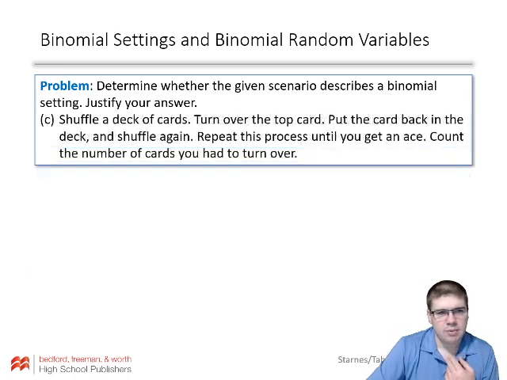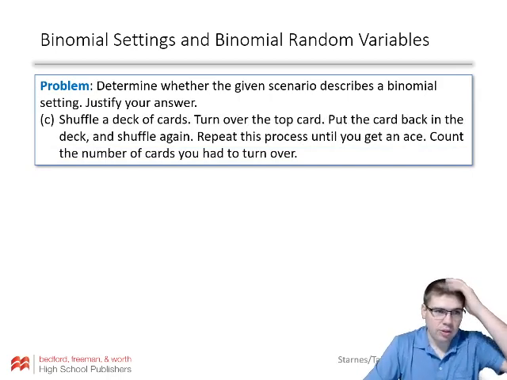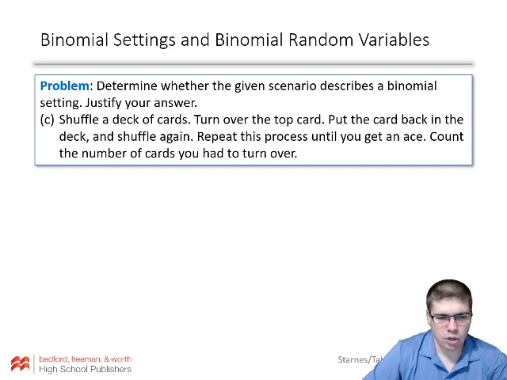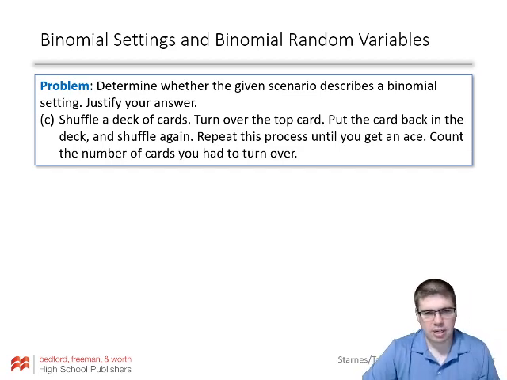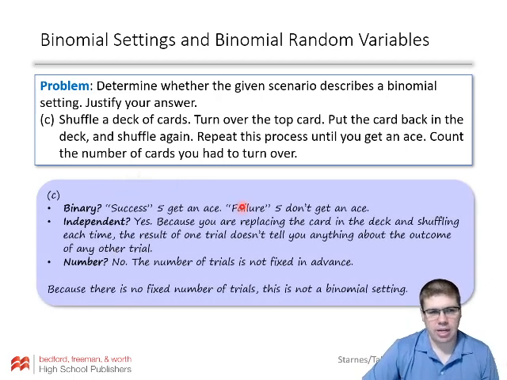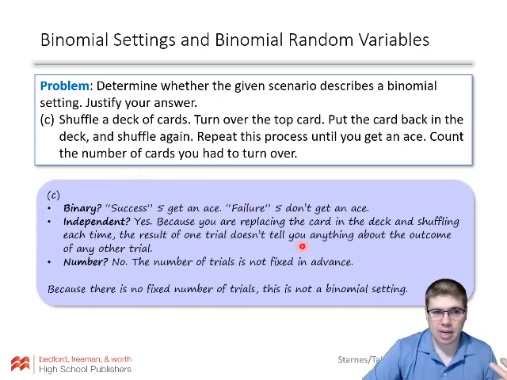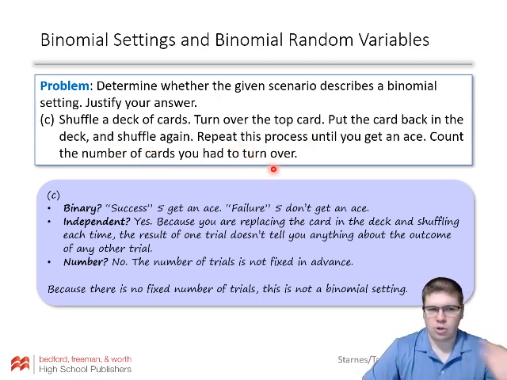All right, shuffle a deck of cards, turn over the top card, put the card back in the deck, and shuffle again. Repeat this process until you get an ace. Count the number of cards you had to turn over. So we're putting it back in and shuffling. That should make it independent, right? Well, yes, and binary, we're either getting an ace or not. They are independent now because we are replacing the cards and shuffling. But do we have a fixed number of trials? Now they changed what they're asking for. We count the number of cards until we turned over an ace.